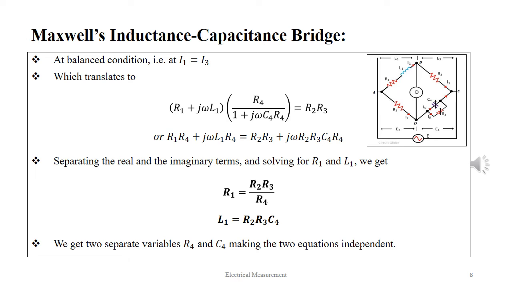Separating the real and the imaginary terms and solving for R1 and L1, we get R1 equal to R2 R3 by R4 and L1 is equal to R2 R3 C4. We get two separate variables R4 and C4, making the two equations independent of each other.